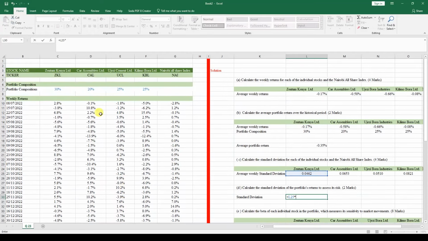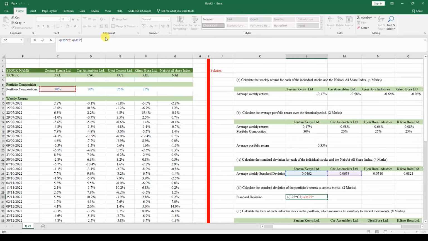We can use that, or we can even use this portfolio composition right over here. So we close the bracket and we open another one over here so that it can actually pick the values the way we want them. Then we add the standard deviation over here. I forgot to open the brackets, so we open it right above over here. You can see it on the formula bar here. So we open the brackets there.